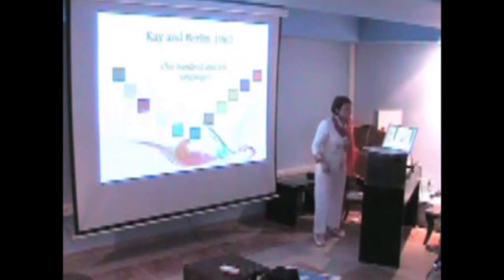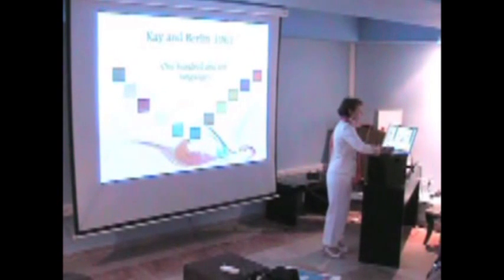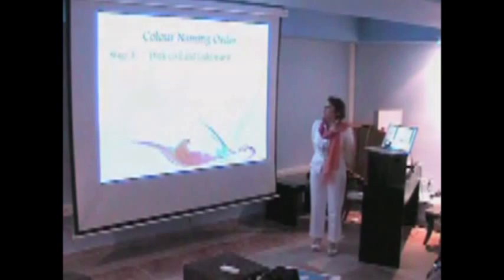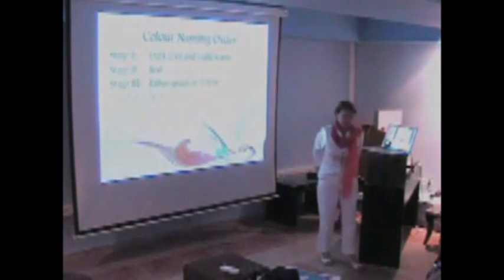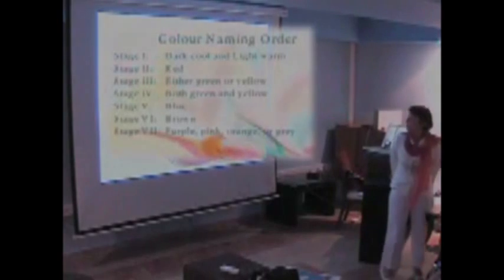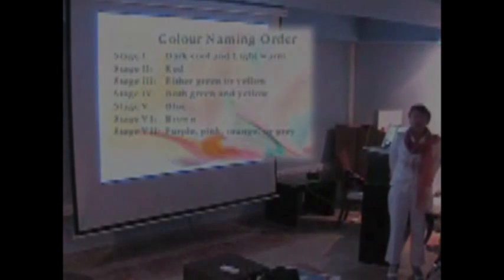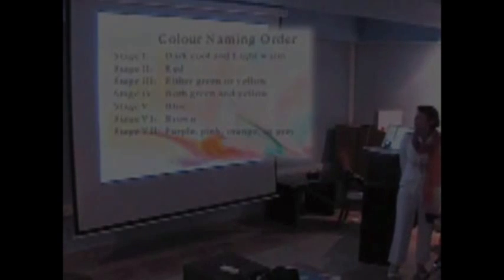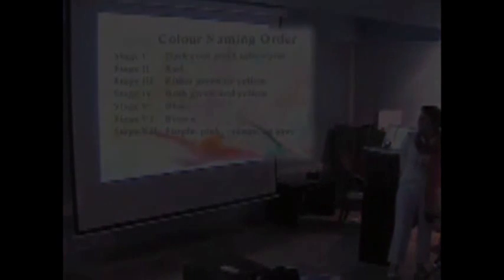So let's have a look. What is the order in which things come in? If you have just 2 colour terms, dark, cool and light, warm, or the black and white. Stage 2, red. Stage 3, either green or yellow.